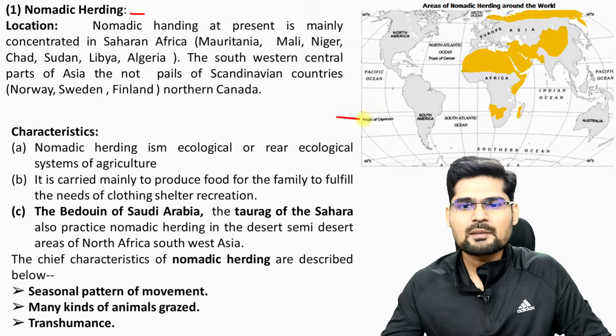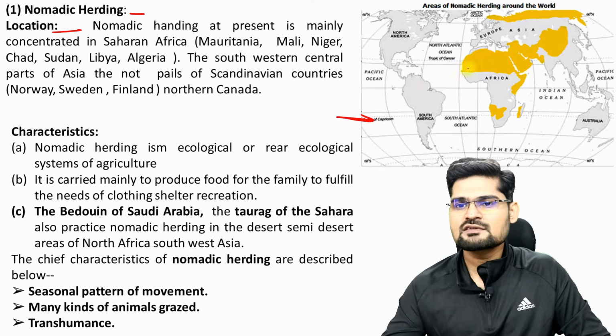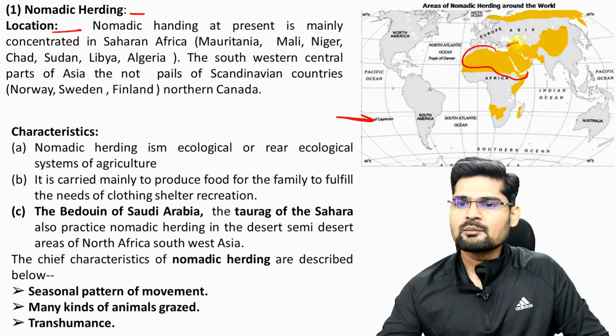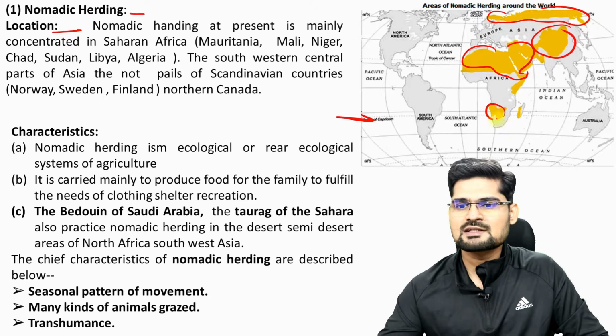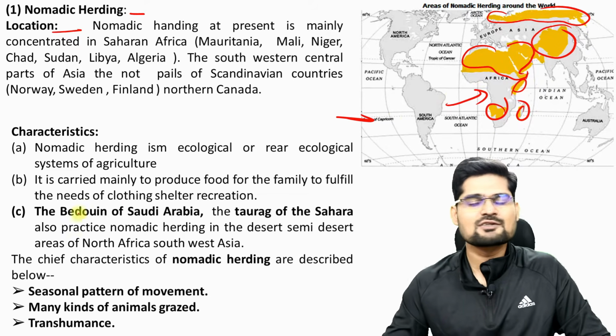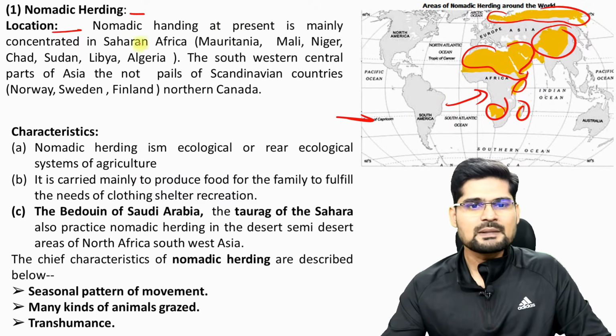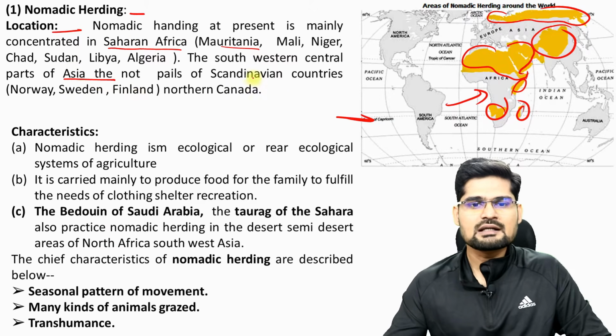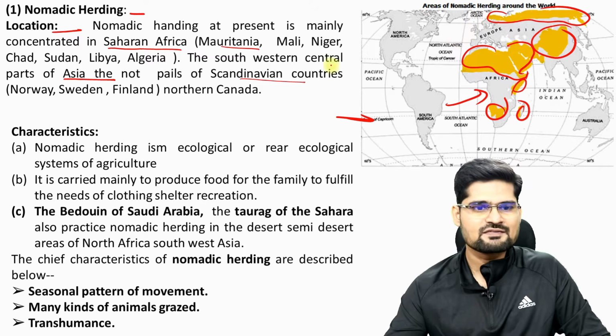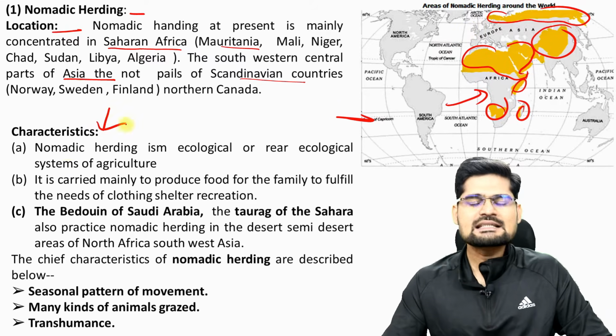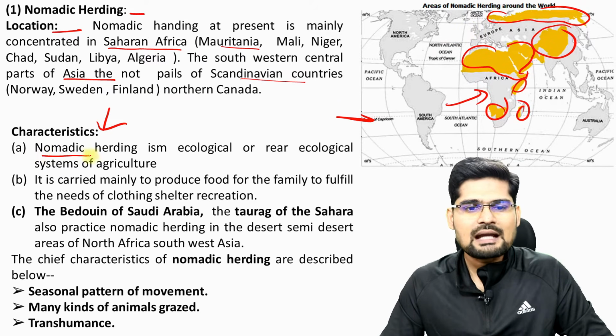And if you look into the map here, the location, if you observe, this is Northern Africa, Middle East, then this Asia portions, northern portion of Asia, some parts in Africa. If you observe, this is your nomadic herding, right? So basically, Saharan or sub-Saharan Africa, if you observe, then in Asia, in Scandinavian countries also some patches are found, right? And the basic characteristic, as you know here, is nomadic herding.